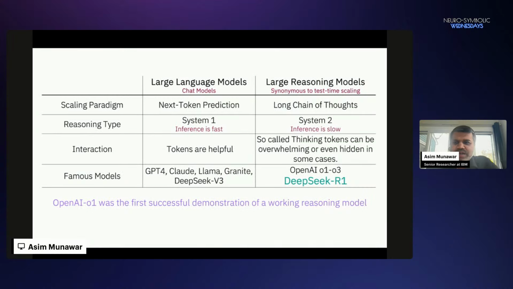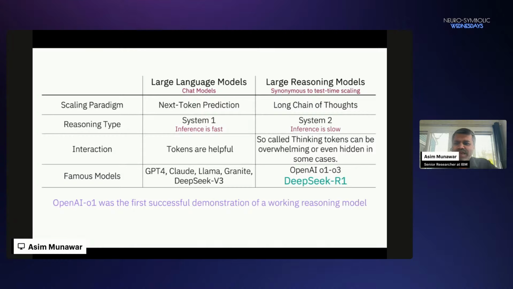If we compare large language models and large reasoning models, the underlying mechanism is very similar. In large language models, we are mostly looking at next tokens. In large reasoning models, we are thinking in terms of chain of thought. We can say that large language models are system one, large reasoning models are system two, because they take more time at inference. They tend to put explicit effort there. Of course, when I use the term thinking, it's not the way humans think. So please take it with a grain of salt.